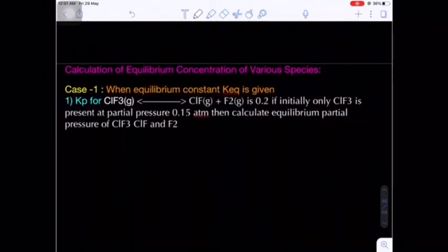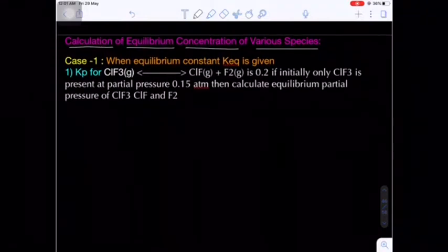Okay. Now come to the next, application number 3, calculation of the equilibrium constant. Now how to calculate the equilibrium concentration of the various species? Here there are different types of questions given in competitive examinations. The first type is when the equilibrium constant is given, that is Kc or Kp given, find the equilibrium concentration of the species.